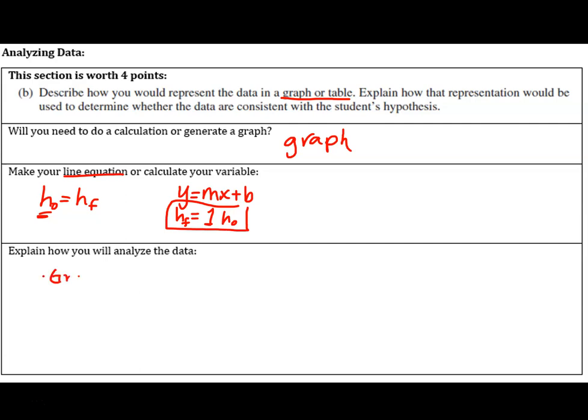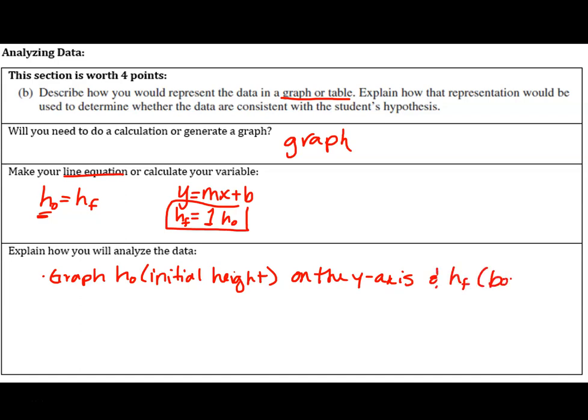And I am going to graph h naught, which is my initial height. Make sure you define your variables on the y-axis. And h final, that's the bounce height, on the x-axis.